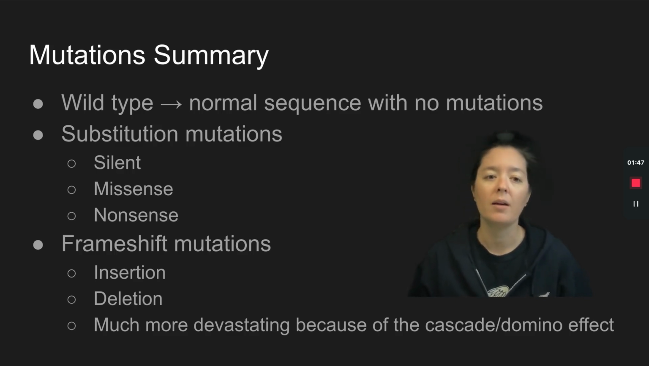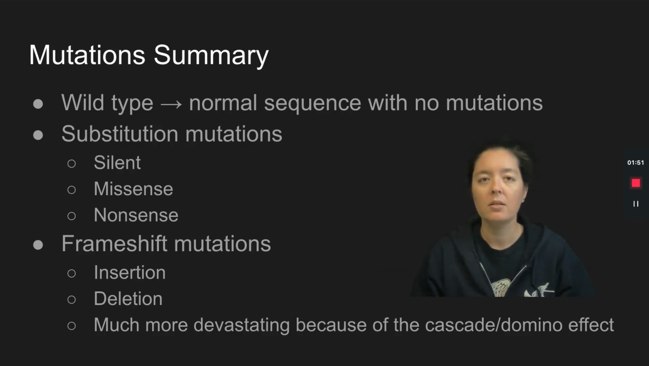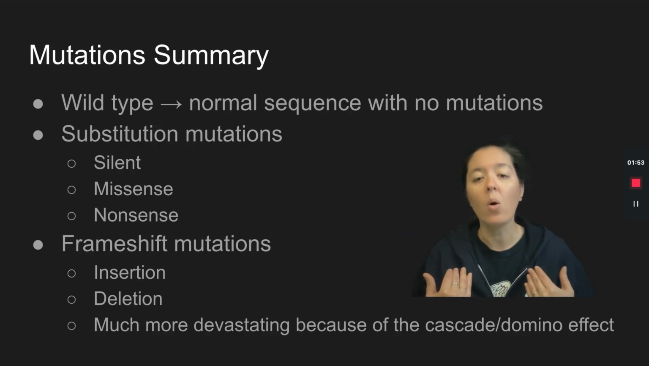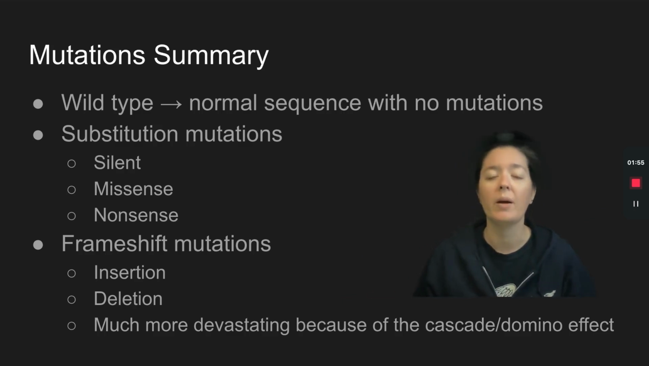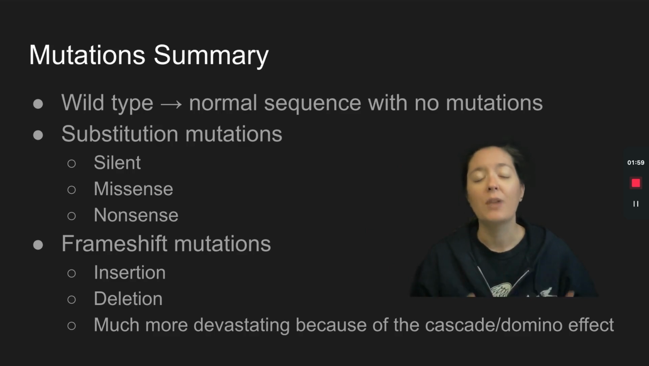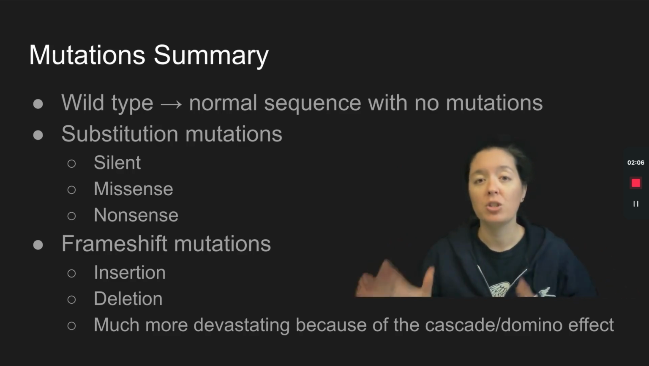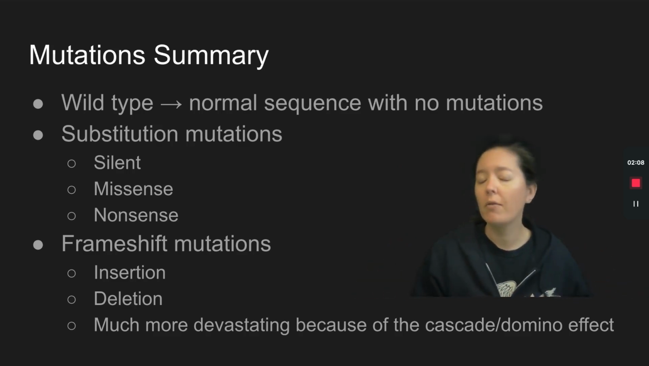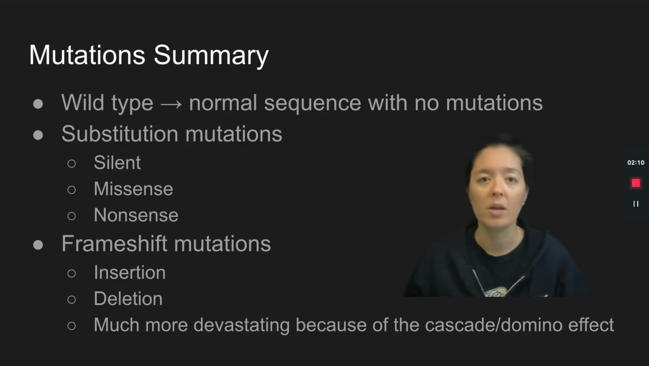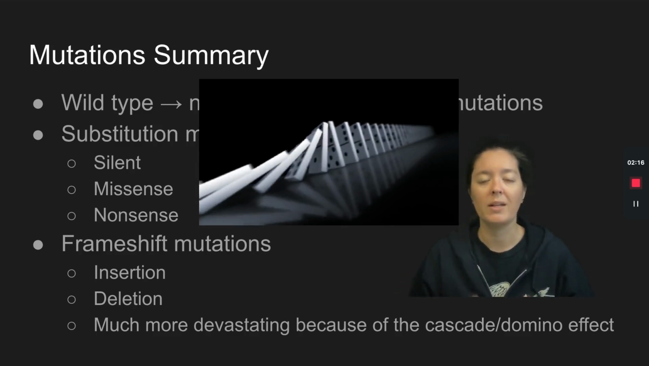Frameshift mutations, we have inserting and deleting, so we're adding in a nucleotide, removing a nucleotide, or we can go a codon at a time, so adding 3 nucleotides or removing 3 nucleotides. Frameshift mutations are much worse than substitution mutations because, remember, the reading frame is shifting. So everything after that one mistake or that one mutation affects all of the other amino acids in the protein. It makes a sort of domino effect or a cascade.